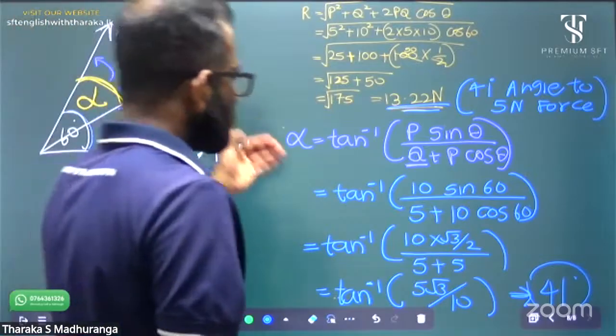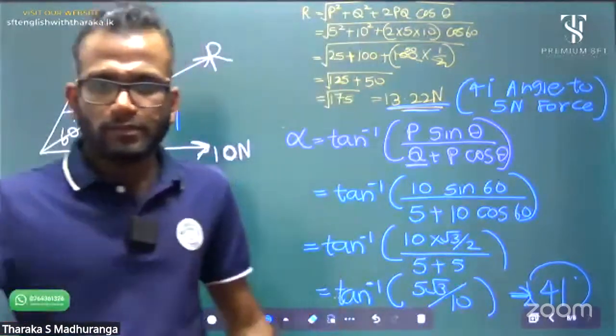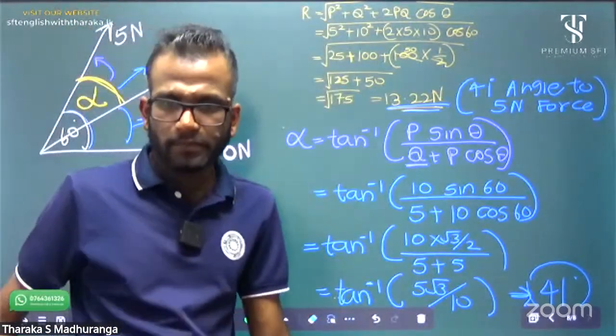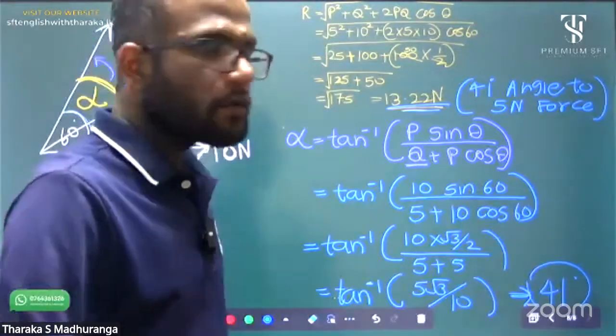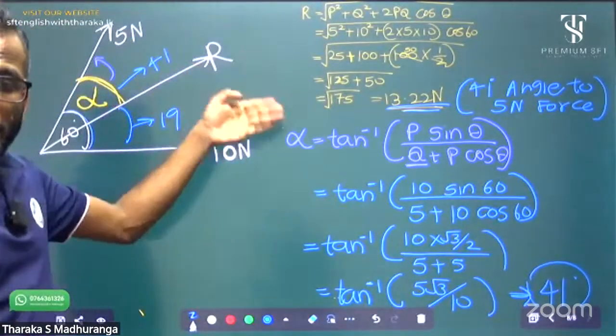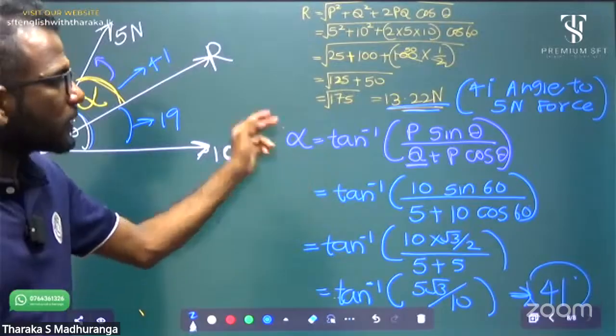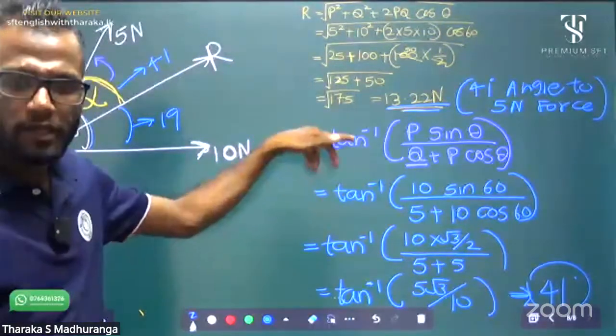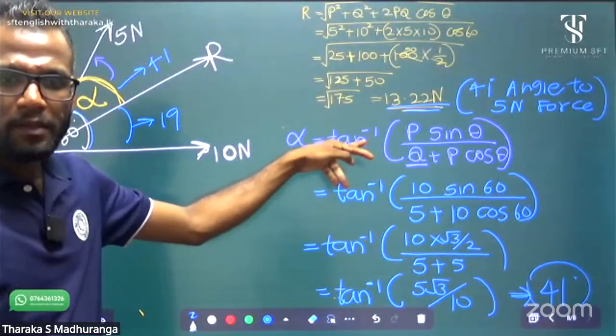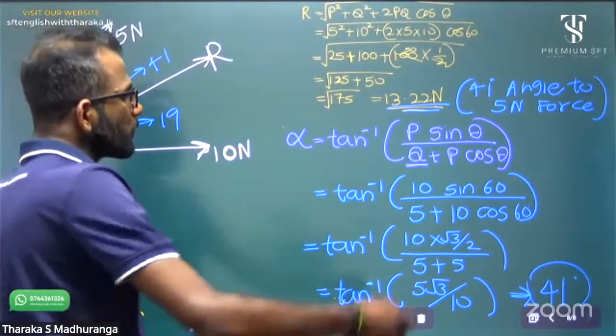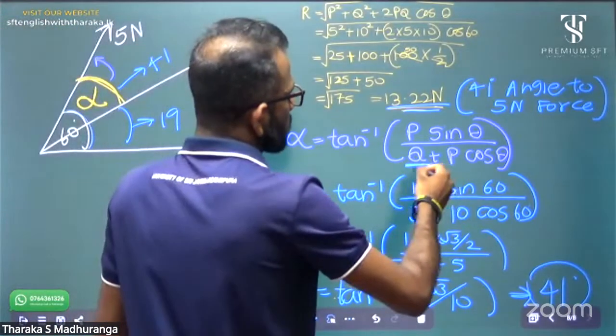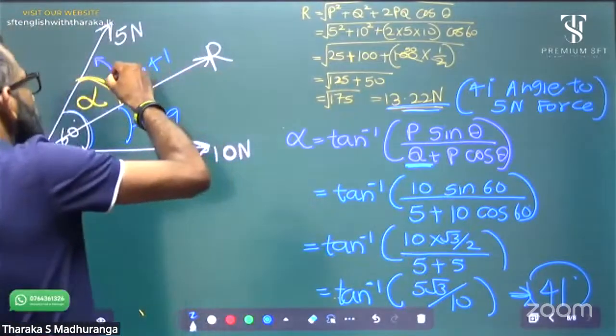Okay. Any doubt? Any unclear point? Everything okay? How to apply to this equation? That is the most important point. Okay, this Q. Q is always the angle side.